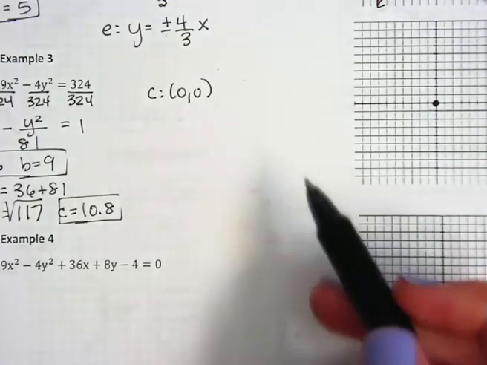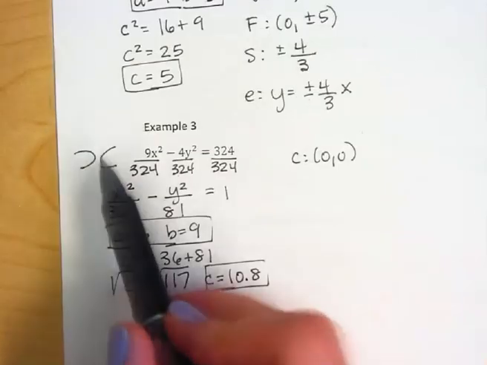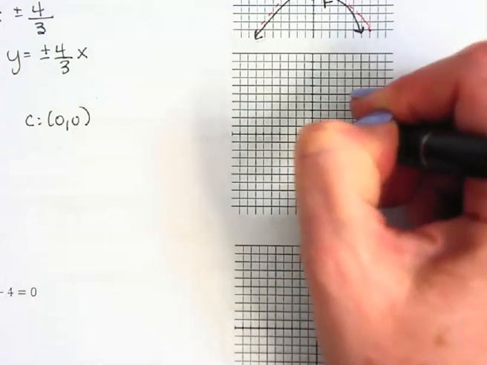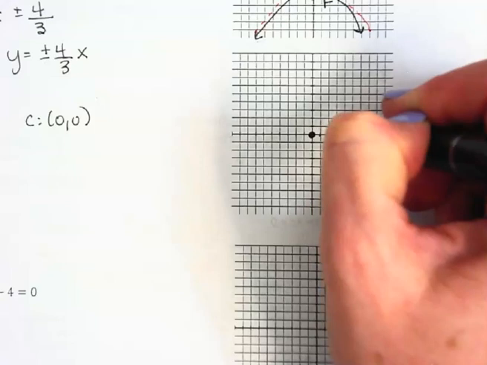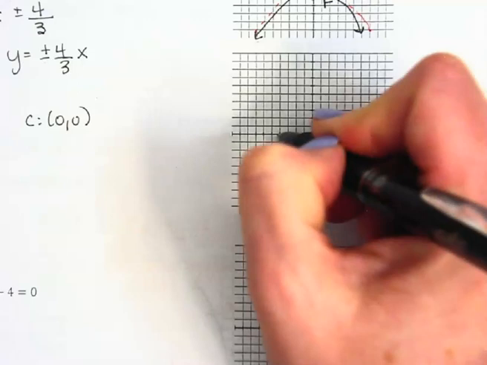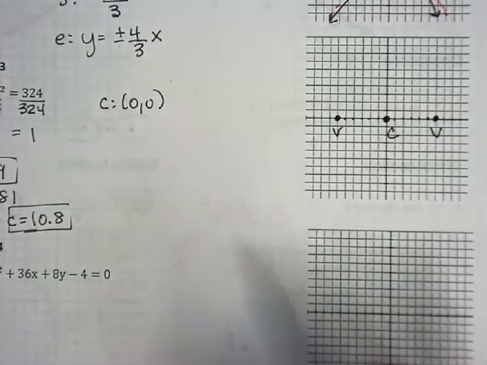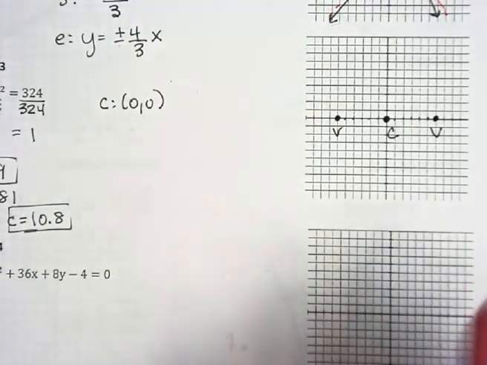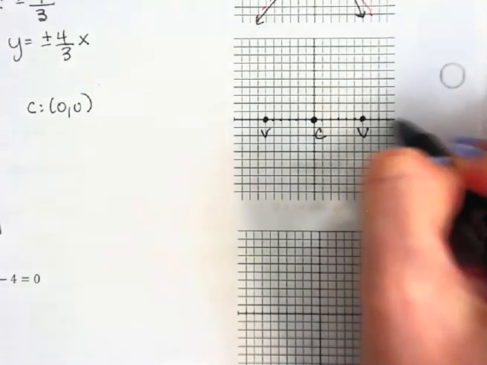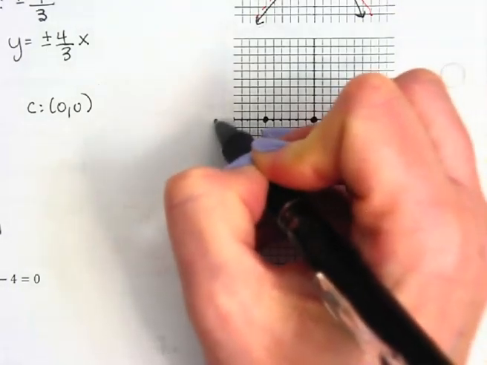Remember, a gets me my vertices. So if a is 6, and I know that this is a horizontal orientation, then I'm going to count to the right 6 for a vertex, and to the left 6. And this is my center. And then the c value, 10.8, gives me my foci location. So I'm going to go 6, 7, 8, 9, 10.8 somewhere here, and 10.8 somewhere here.